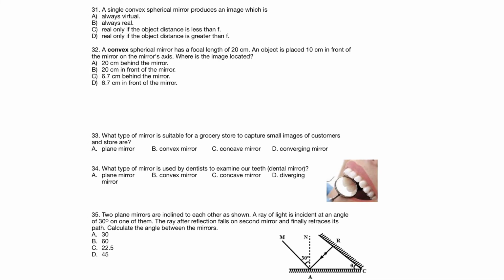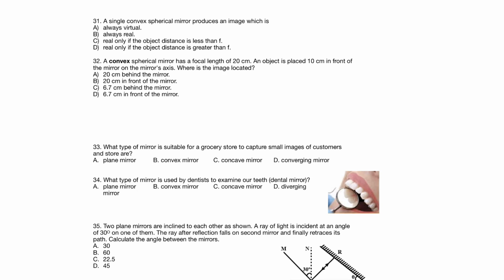Next, number 31. A single convex spherical mirror produces an image which is... Number 31, that is letter A. Yes, always virtual, that is correct. It will not produce a real image. This one is now wrong because we're talking about a convex mirror. And 31 would be letter A.